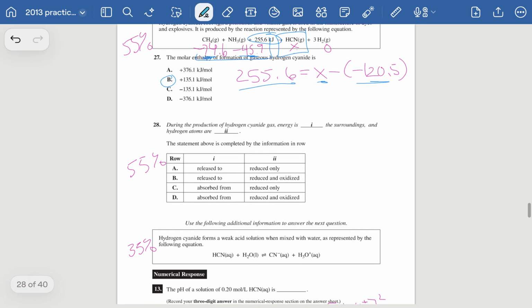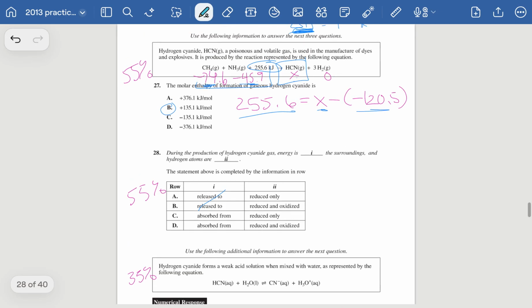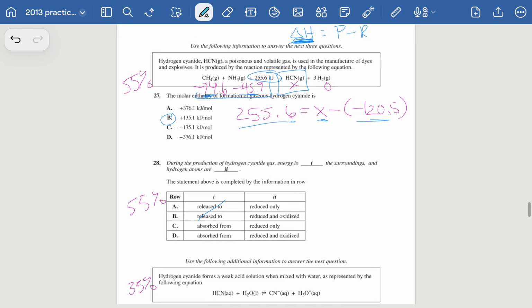Now with that information, it is saying during the production of that gas, because it is positive, energy will be absorbed from the surroundings, right? Because it is endothermic. And hydrogen atoms, so going back to this over here, if it's asking about reduced or oxidized, we'll have to take a look.